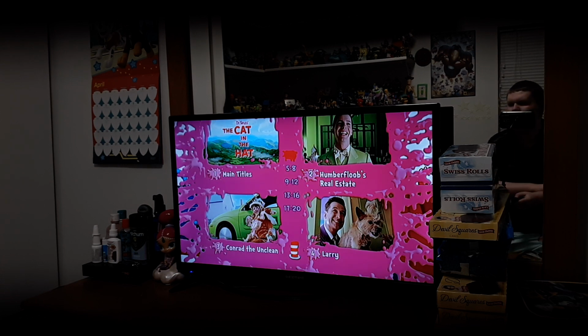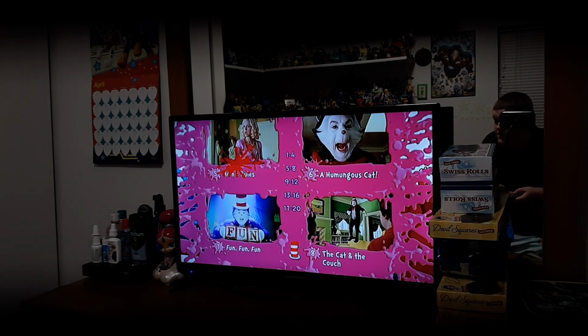And we have scenes. So we got the main titles, Hoverfly's Real Estate, Conrad, Unclean, and Larry. What else? Mom's Rules, The Humongous Cat, Fun, The Cat and the Couch. It's supposed to be like Cat in the Hat, but Cat in the Couch. So that's scene number 8.